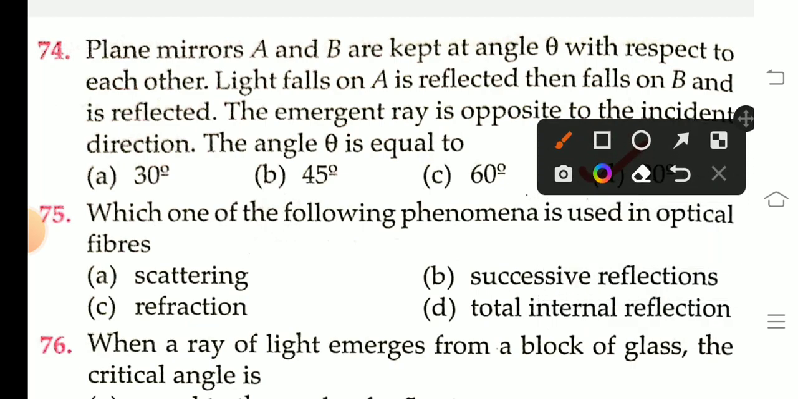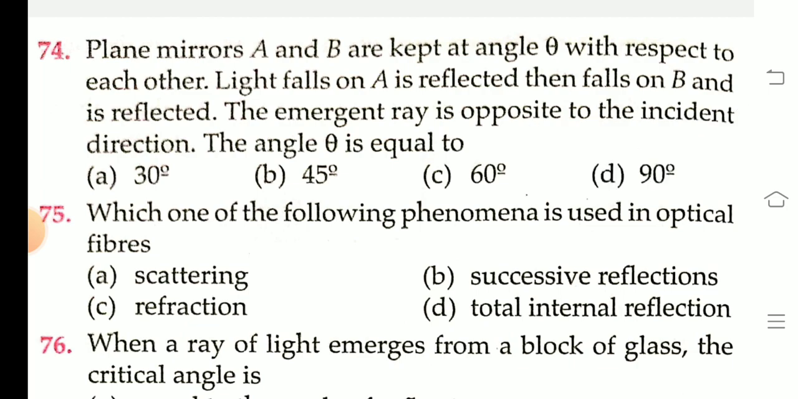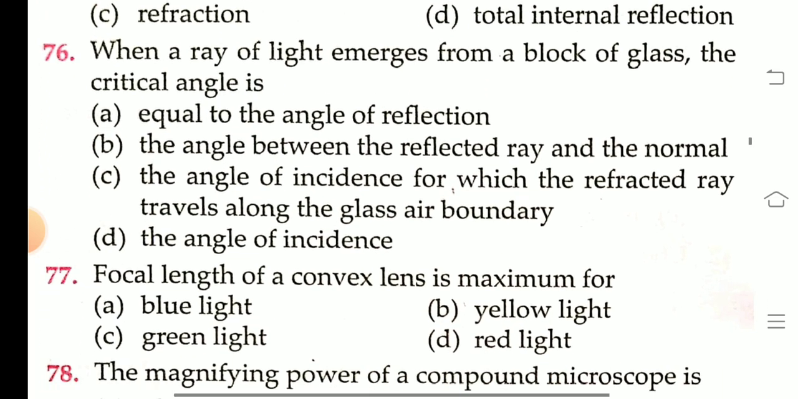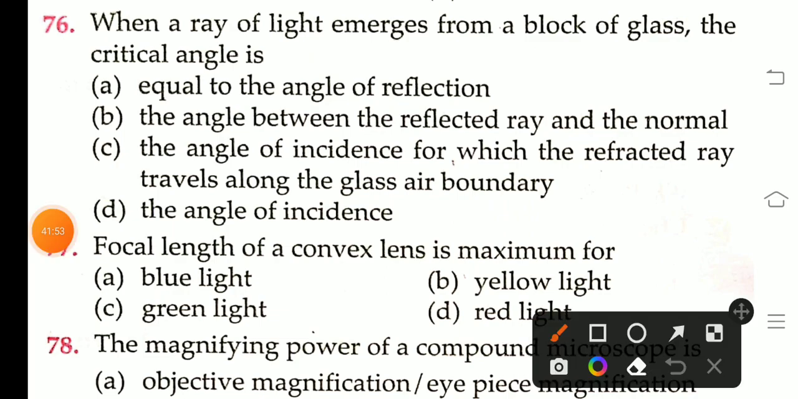Next, which one of the following phenomena is used in optical fibers? Right answer will be option D, total internal reflection. Next, when a ray of light emerges from a block of glass, the critical angle is, right answer will be option C, the angle of incidence for which the refracted ray travels along the glass air boundary.